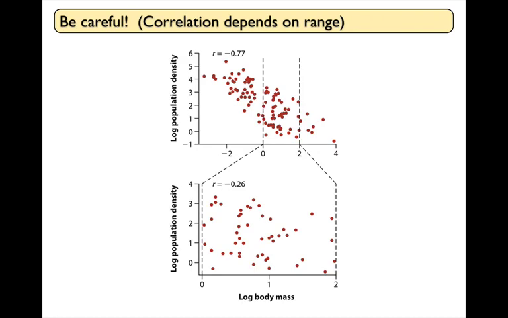Okay, a couple of things. Correlation depends on range. Depending upon what your measurements are for log of body mass, for example, if you got measurements all the way from -4 to 4, it looks like a pretty strong negative correlation. But if you did a sub-region, all of a sudden it doesn't have as strong a correlation. So it's very important to keep that in mind.